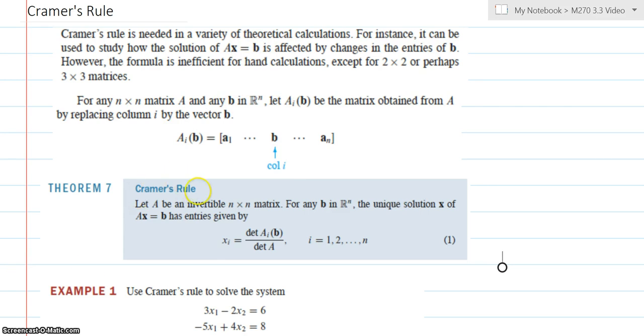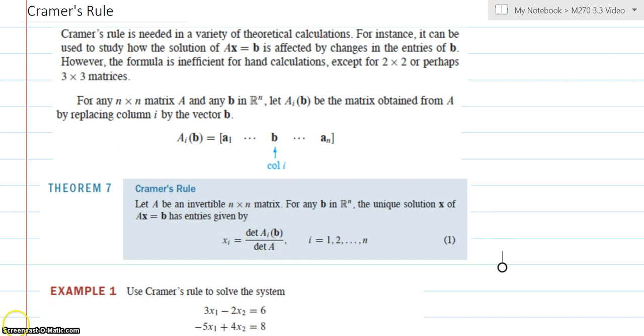So what Cramer's Rule is, we're going to find the solutions by taking the determinant of that new matrix divided by the determinant of the original matrix A. It says here, let A be an invertible n by n matrix. For any b in Rn, the unique solution x of Ax equals b has entries given by this. That's all that it is.